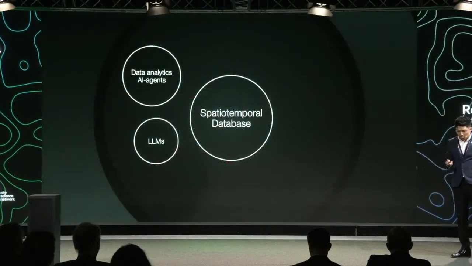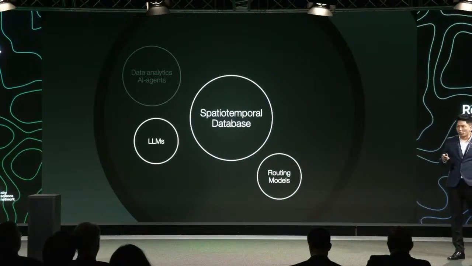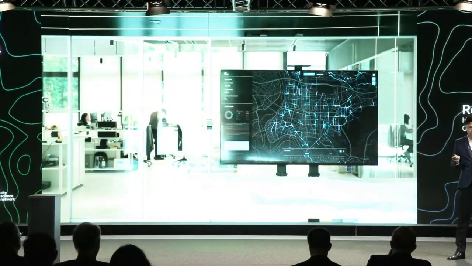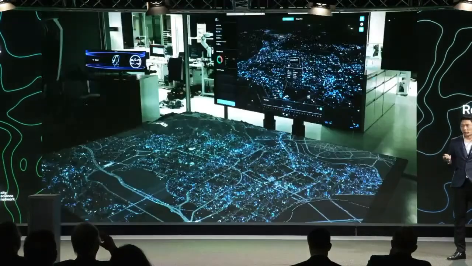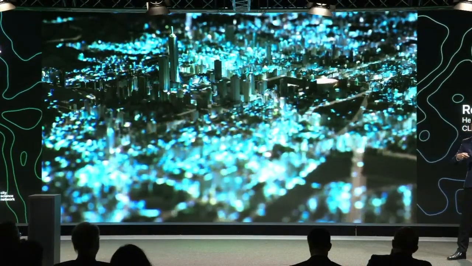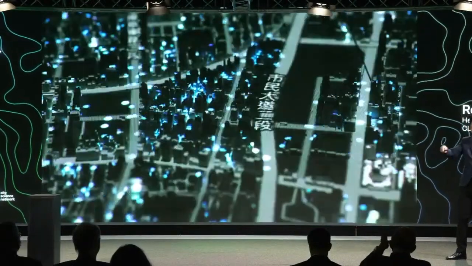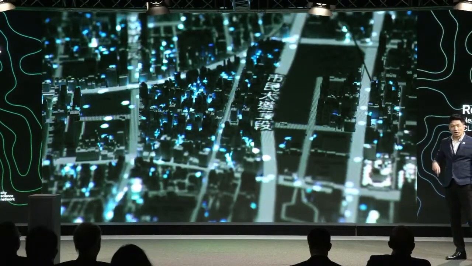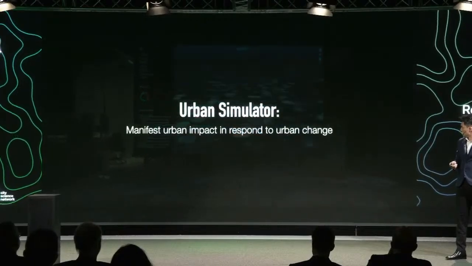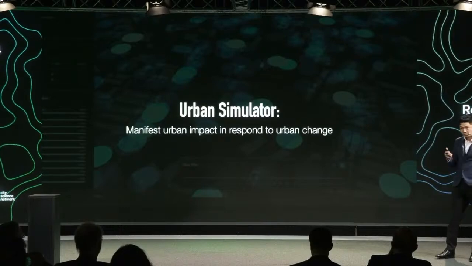The next thing I'm going to share uses this architecture, but adds more algorithms like routing. This is what we built, the urban mobility simulator, essentially using a large language model as a way to generate a proxy of the actual population, the synthetic population. With that, we could simulate the actual moving patterns of the virtual citizens. And we can use this to manifest the impact of urban change.